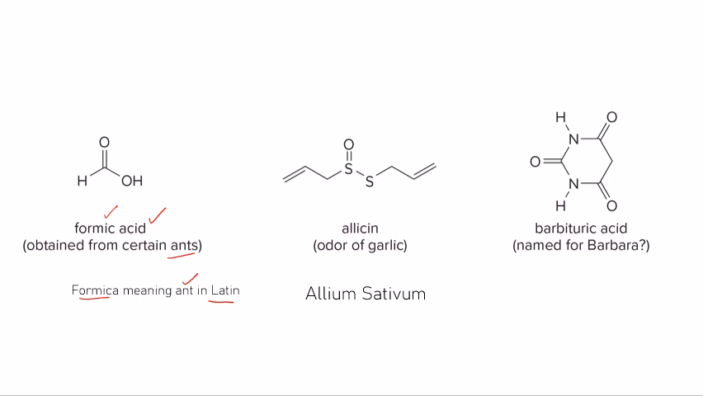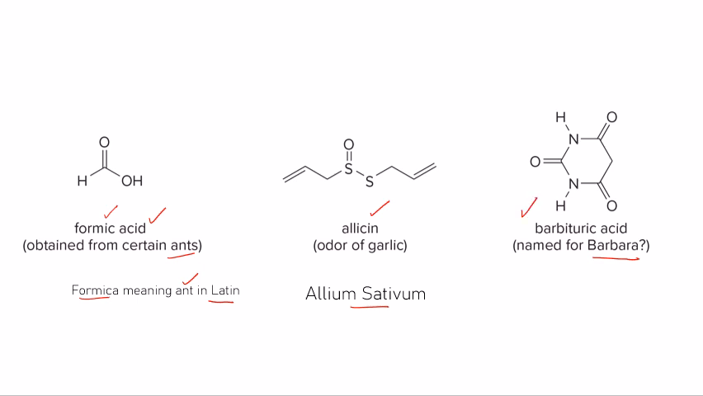Similar to that, the odor of garlic is coming from Allium sativum, that is in the garlic. So that's a compound. So they named the compound allicin because it originated from garlic. And now this name, I'm not sure, Barbara, maybe, that is what the textbook says. So it is coming from Barbara, the person who discovered it, something related to that. So it is called barbituric acid. Okay. So this is some interesting fact.